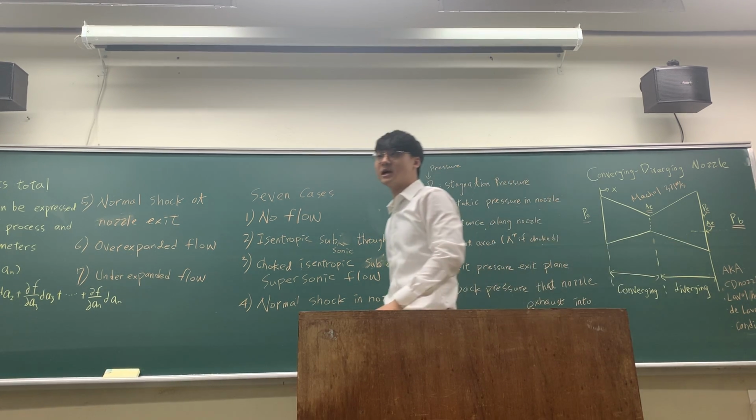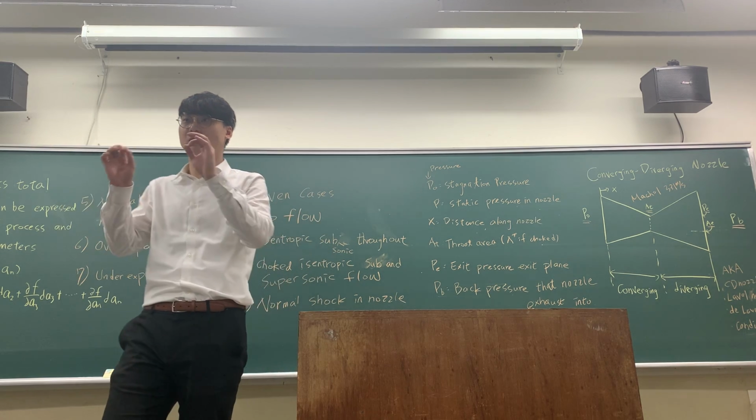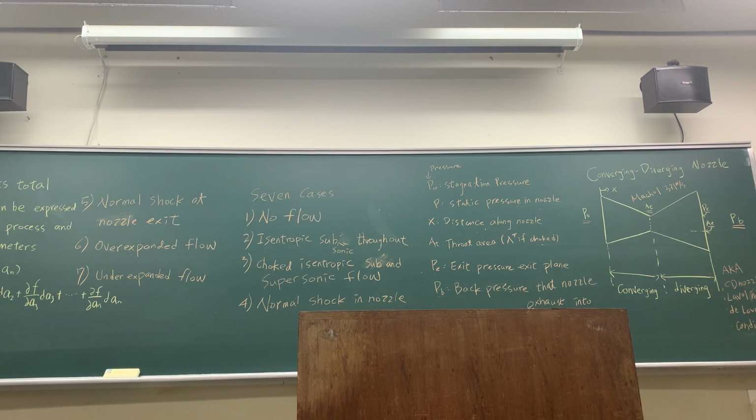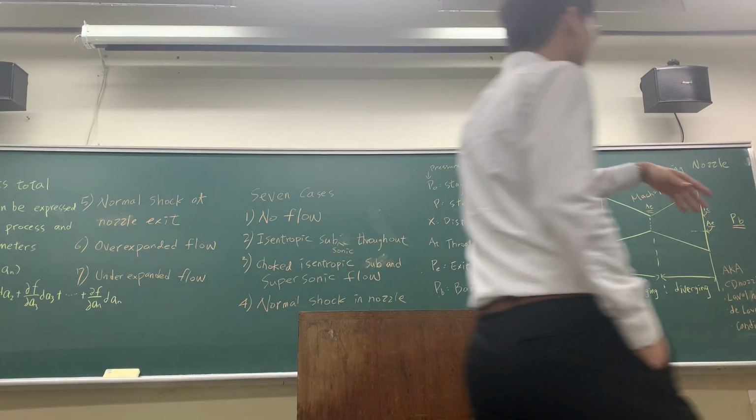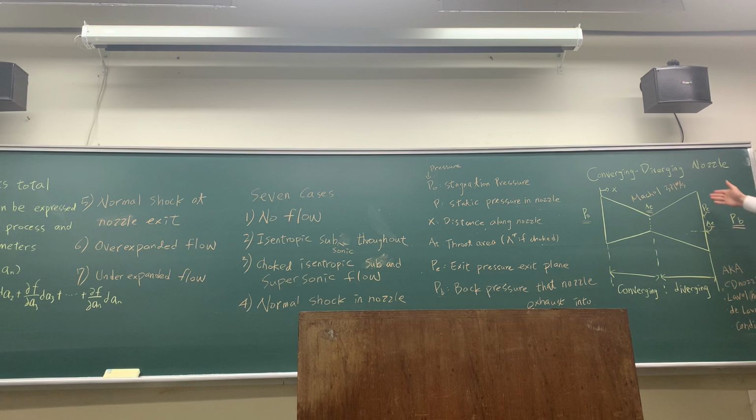Okay, so this is a condition that we would like to avoid in all cases. We don't want to have a jump in velocity in your nozzle. So fourth is a normal shock in nozzle, and then fifth case is normal shock at the nozzle exit, meaning that particularly at the exit of the nozzle over here, you have a shock. Again, this is another case we want to avoid.